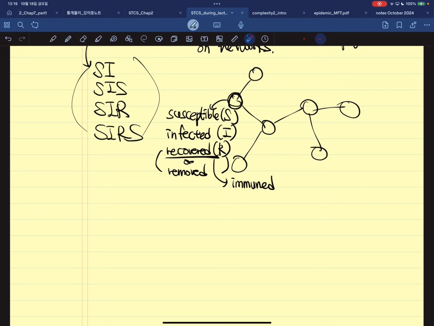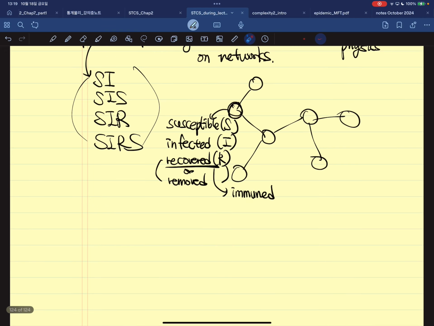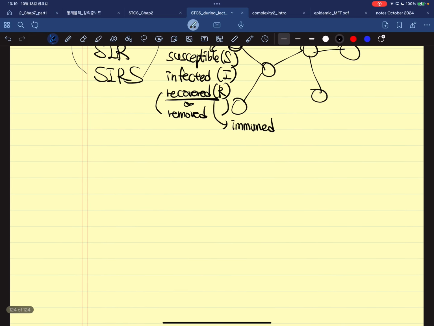So what kind of model we use would be determined by how detailed we want to model the real epidemic system. And one of the introductory materials for this SI or SIS or whatever model is writing down the differential equation to describe this system. So let's start from the most basic model, the SI model. The SI model is the simplest one, of course.